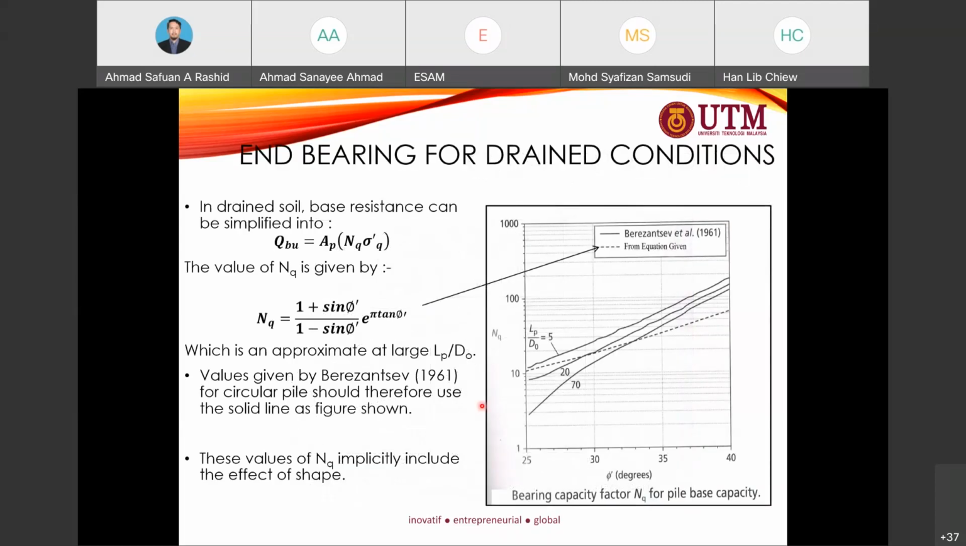So this is for the drained condition. In drained soil, base resistance can be simplified into QBU equal to AP NQ sigma prime Q. The value of NQ is given by this formula, and we can directly use it.